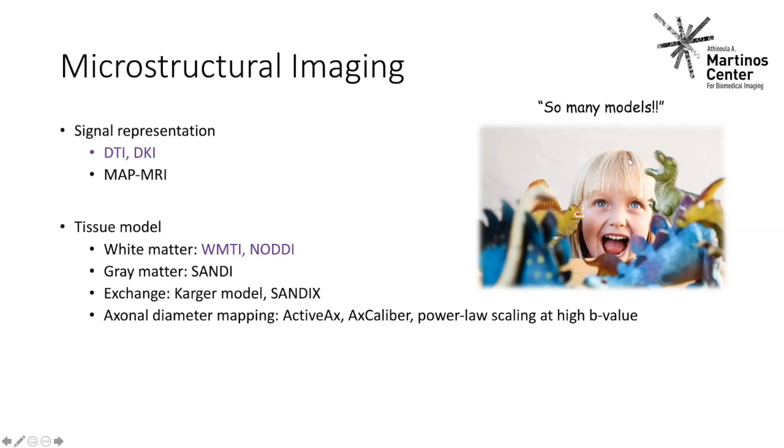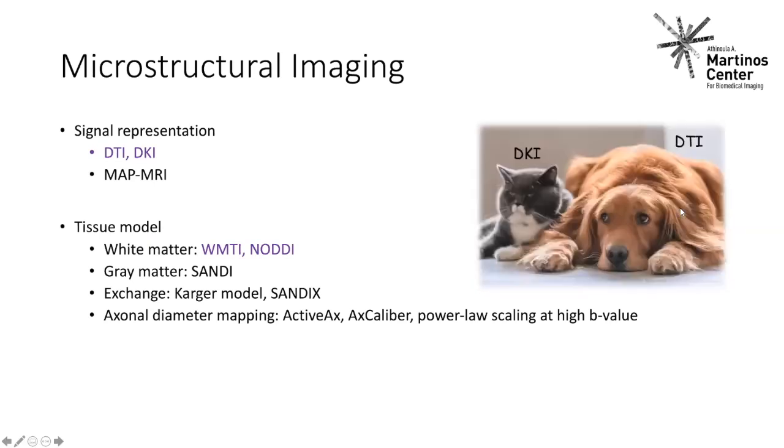So when we go into this field, we usually feel that, oh, there are so many models. We're very excited. At the end of the day, we just go back to use the signal representation of DTI and DKI. So later I will introduce DKI too. There are two different kinds of models. The first one is signal model or signal representation, which is DTI or DKI, which use some basis to describe a signal. And there's another way to represent a signal called mean apparent propagator MRI. And another group is tissue models. For example, for white matter, we have WMTI and NODDI. I will introduce them later.